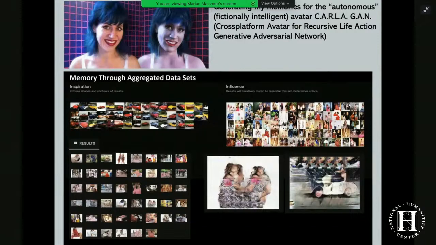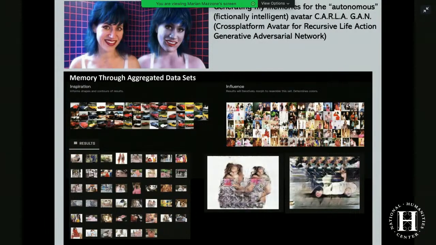As you were mentioning, Marian, I do work with avatars, and particularly one avatar, Carla Gannis, that's C.A.R.L.A.G.A.N., or cross-platform avatar for recursive live action generative adversarial network. I'll call her C. for short. And I have been working with this particular avatar for quite some time. We have produced 2 solo shows together over the past couple of years. She has her own Instagram talk. Sometimes we do talks together. I call her an autonomous avatar. Of course, this all, again, inhabits the world of fiction and speculative fiction and design.